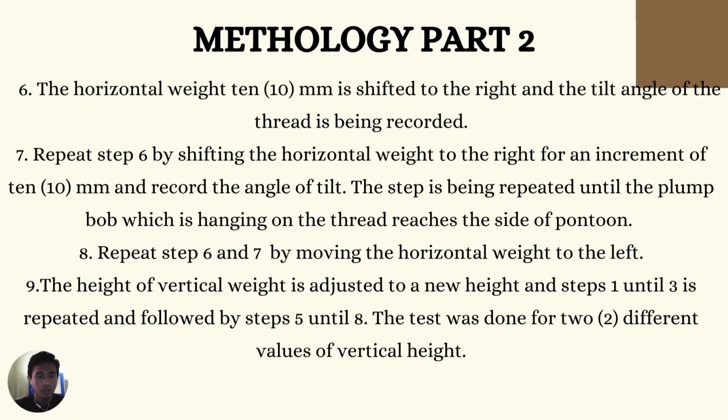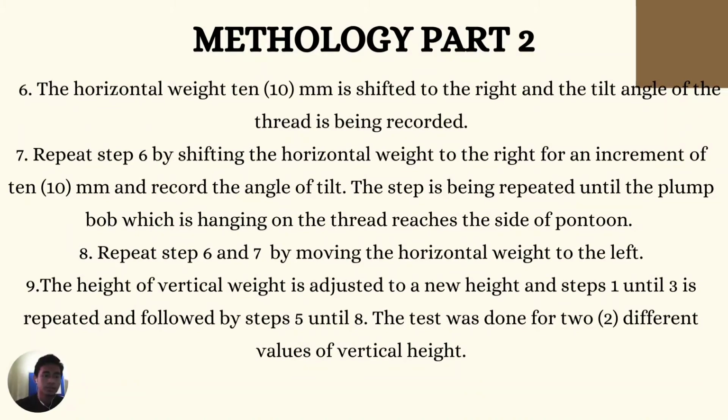Sixth, the horizontal weight, which is 10 millimeter, is shifted to the right and tilts. The angle of tilt of the thread will be recorded. Seven, repeat step 6 by shifting the horizontal weight to the right for an increment of 10 millimeter and record the angle of tilt. The step is repeated until the plumb bob, which is hanging on the thread, reaches the side of the pontoon.